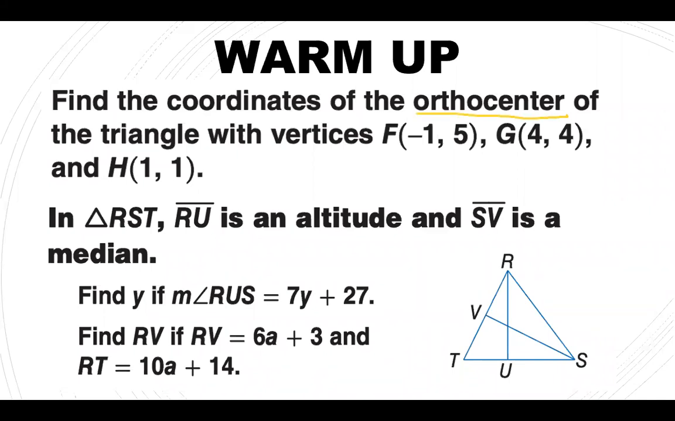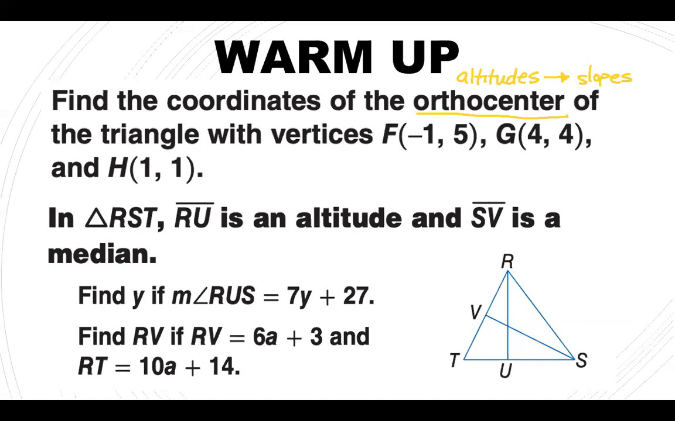If we're looking at orthocenter, that means we should be talking about altitudes, right? And if we're talking about altitudes, then that means specifically we should be looking at slopes because altitudes are perpendicular. And altitudes go from the vertex perpendicular to the other side. You can draw the triangle if you want to. You don't really have to. It's not necessary.